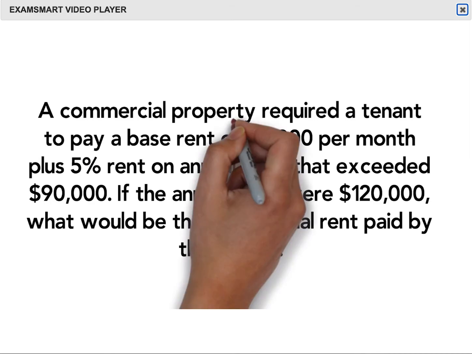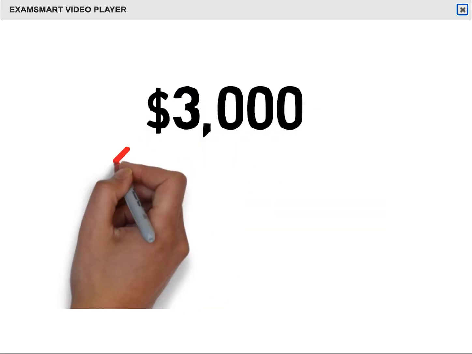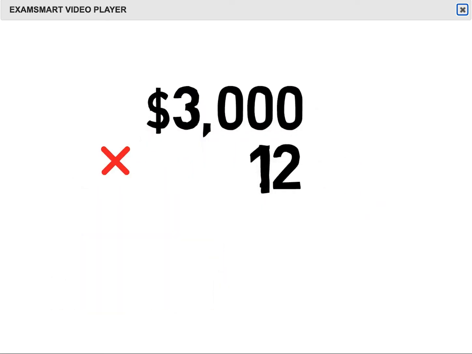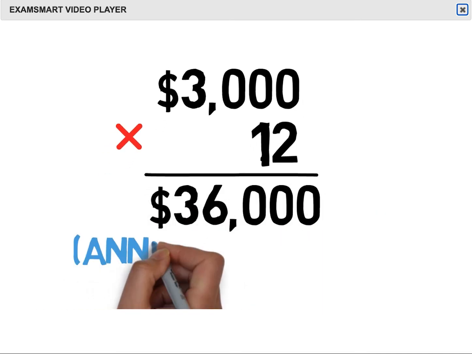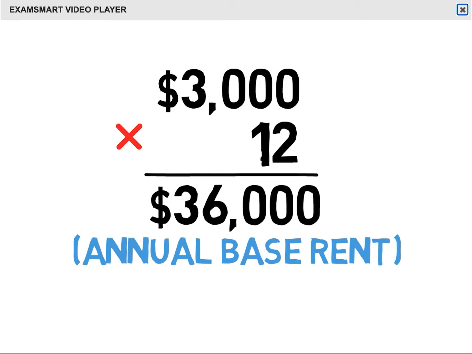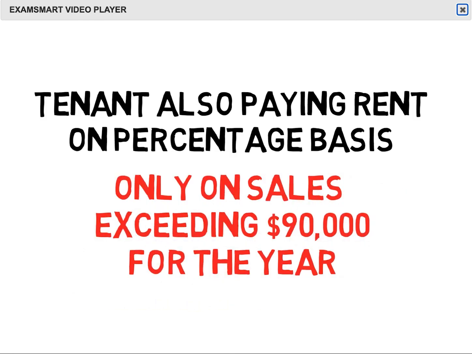Let's first off take a look at the base rent. The tenant pays $3,000 per month no matter what. So we would take $3,000 times 12 for 12 months. That would give us $36,000 in annual base rent for the tenant. This tenant is also paying rent on a percentage basis, but it's only on sales exceeding $90,000 for the year.